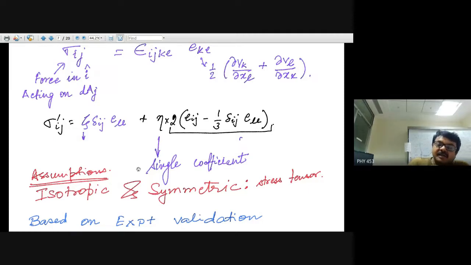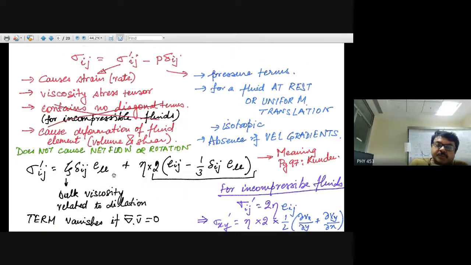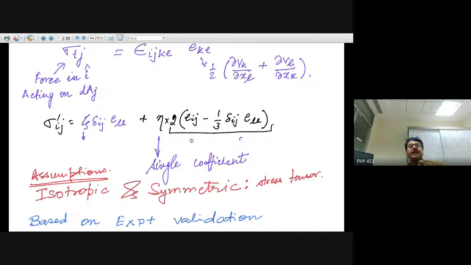In general, here I just wrote down the equation, but I want to highlight that sigma_ij is a tensor, so it's a force acting in the i direction, acting on a surface area whose normal is in the j direction, and this e_kl, the deformation tensor, is also a tensor, right?